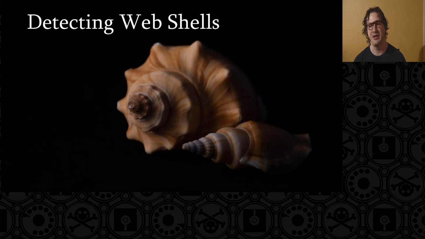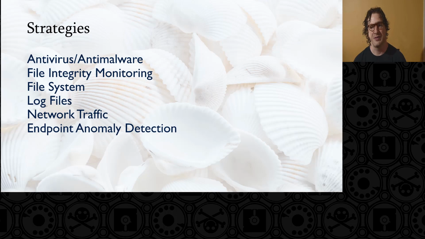On to detecting web shells. There's a couple different strategies we can use for this. The first basic thing is you can have some defense from your antivirus, anti-malware systems. It's not going to catch a lot, it's not going to catch everything, but if you do at least some basic tuning and then feed examples to it during an incident, you can help yourself. File integrity monitoring is huge with this. Different things you can do on the file system itself, looking inside files, doing an analysis and examination of the log files, preferably within a SIEM, looking at the network traffic itself, and then your tools that do endpoint anomaly detection.